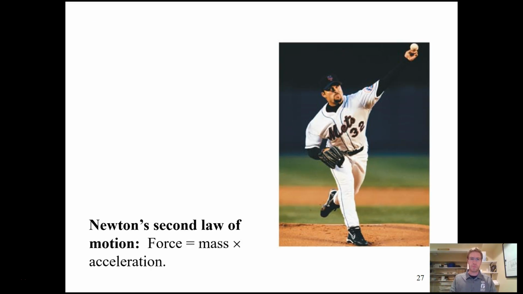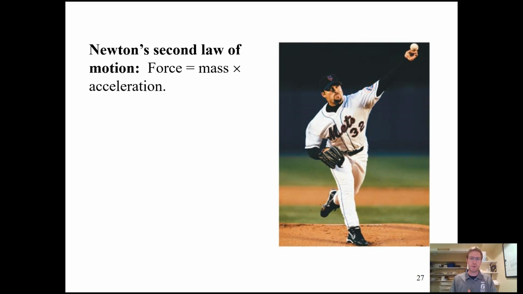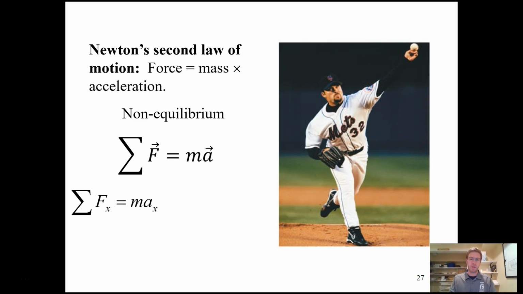Now, Newton's second law of motion. It tells us that the net force on an object is equal to its mass multiplied by its acceleration. You can think of Newton's second law as the situation where you do not have equilibrium, when the net force does not equal 0, and instead it's equal to mass multiplied by acceleration. Because force is a vector, we can break it into x and y components. The sum of the forces in the x direction equals mass times acceleration in the x direction, and the sum of the forces in the y direction equals mass times acceleration in the y direction.